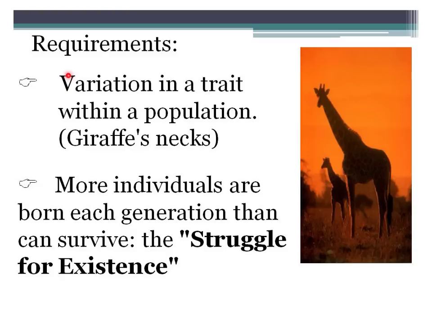So when we're looking at this, we're seeing two different traits. So in order for us to have natural selection, we need to have a variation, meaning more than one example for that particular trait.